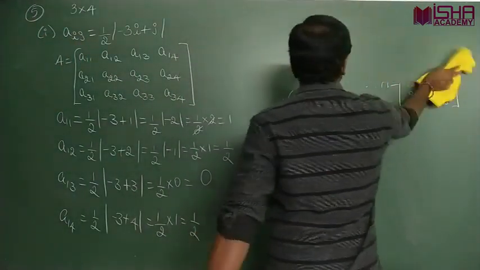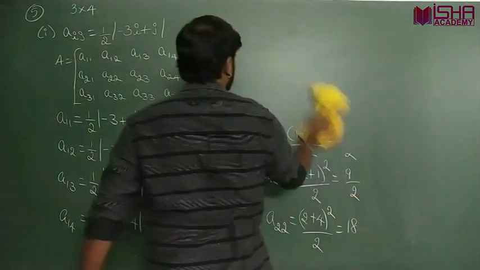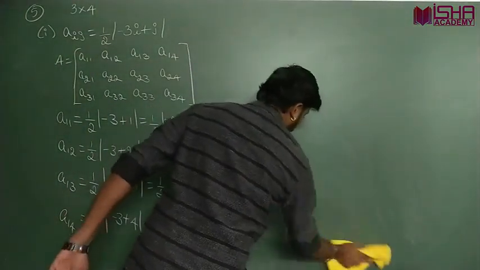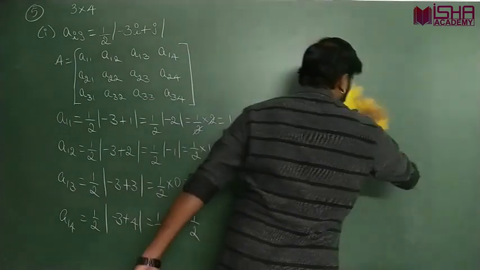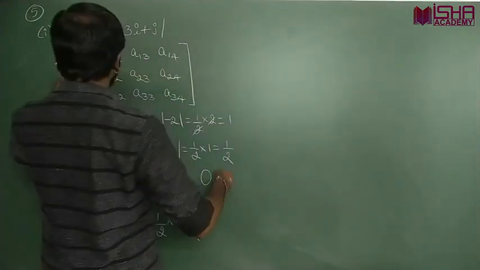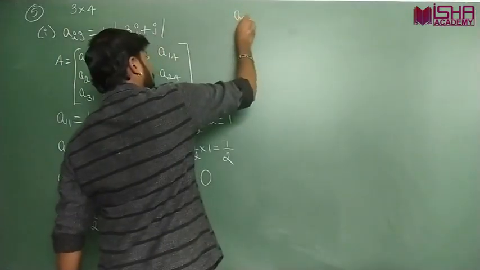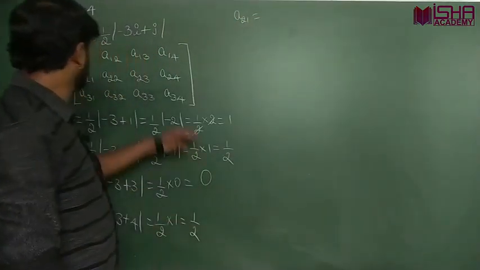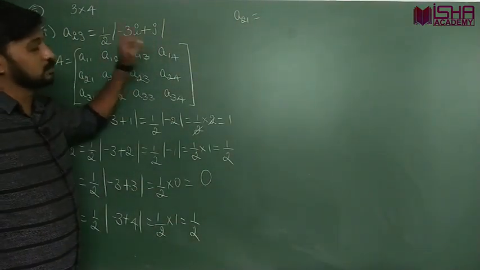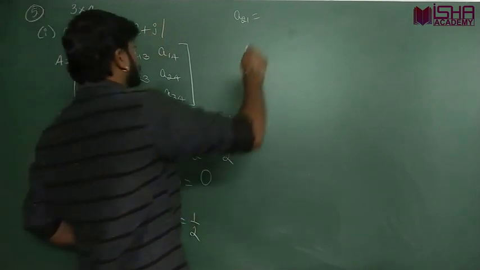Next, let's come to the second row. The first element in the second row is A21. The values of i and j have changed: now put i equals 2 and j equals 1. So what will be this answer?